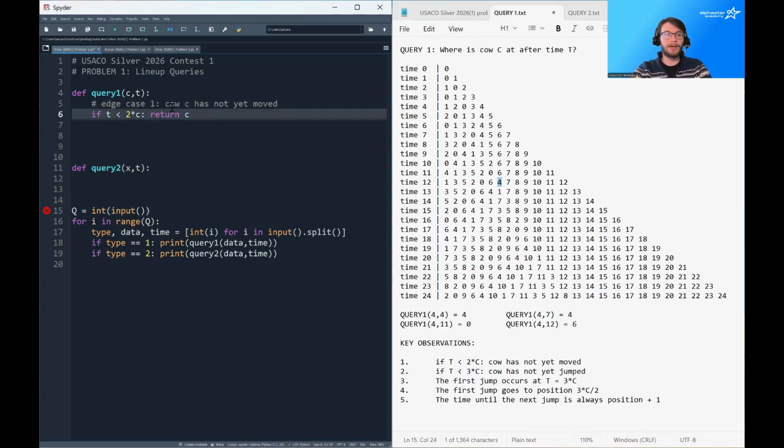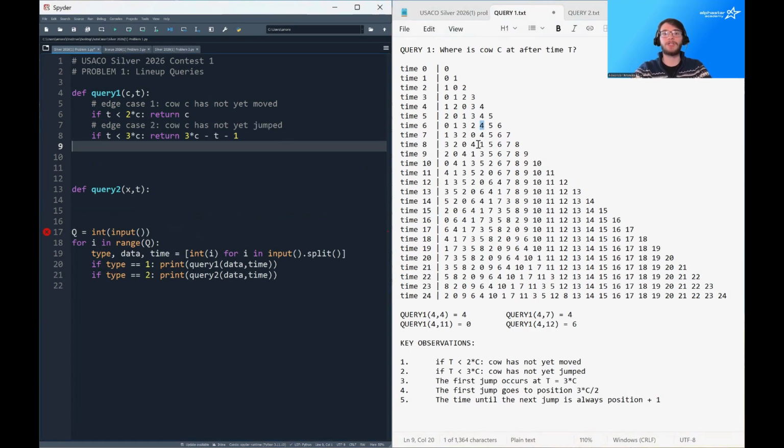We're going to start by filling out our edge cases. If t is less than 2 times c, we're just going to return c. The cow hasn't moved. And then the second edge case is that it hasn't jumped yet. So if it hasn't jumped yet, we can calculate its current position as how many moments of time have passed since it started moving. And it's just going to be c minus those values. So if it's been 1 moment, it'll be c minus 1, then c minus 2, then c minus 3, c minus 4, and so on.